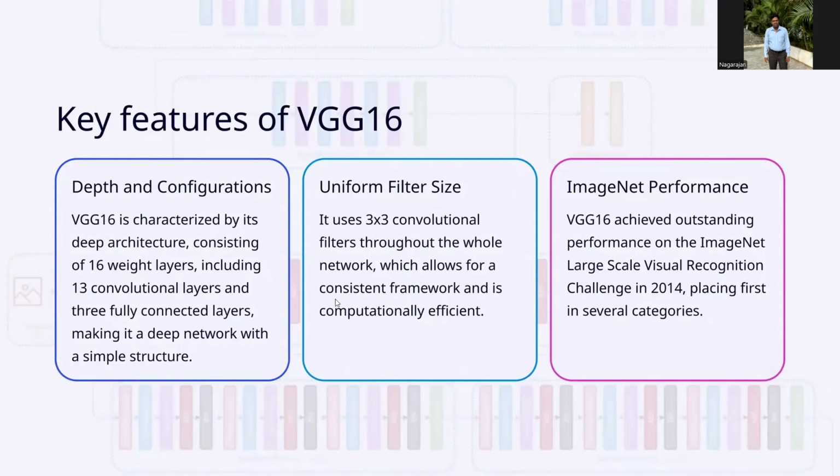It is possible. And uniform filter size, because it always utilizes 3 by 3 convolution filters, where a constant framework is followed here, and it is computationally efficient also, very nice. And once we come to the ImageNet dataset large scale competition, VGG16 achieved a lot.